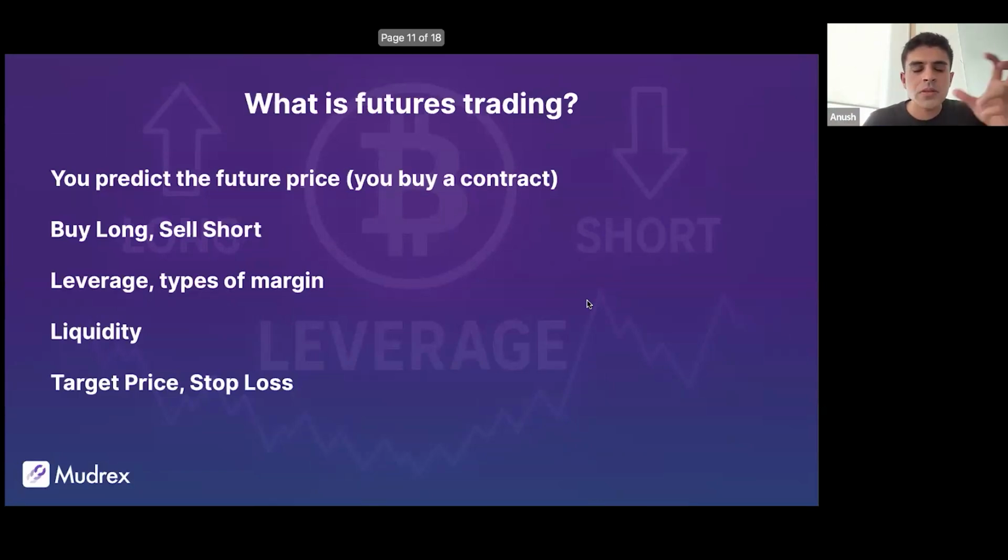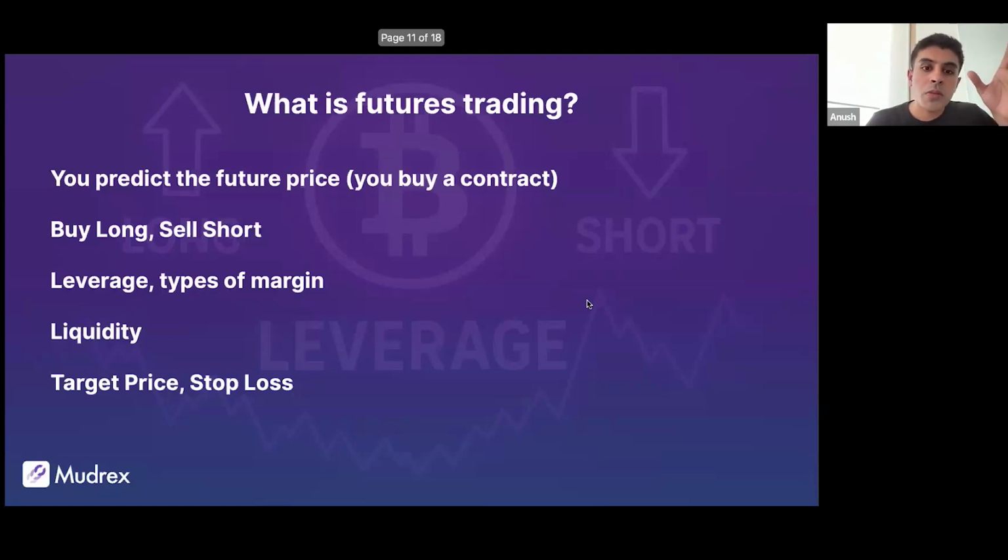Okay. So these are the two main directions you can trade in futures. You can go long, which means you expect that the price is going to go up, or you can go short, which means you're actually betting that the price will go down. Okay. So this is the sort of edge that futures gives you. You can actually profit when the market is falling. This is something you simply cannot do in spot, right? And this is the biggest advantage of futures trading, right?